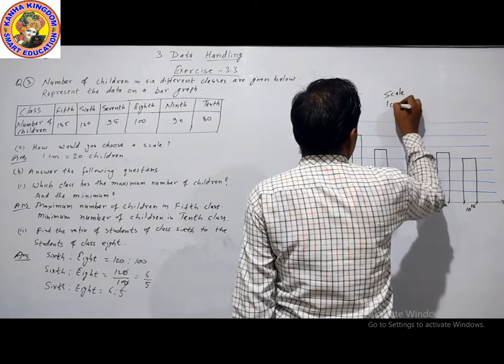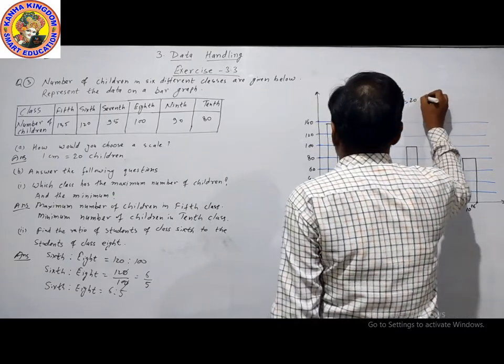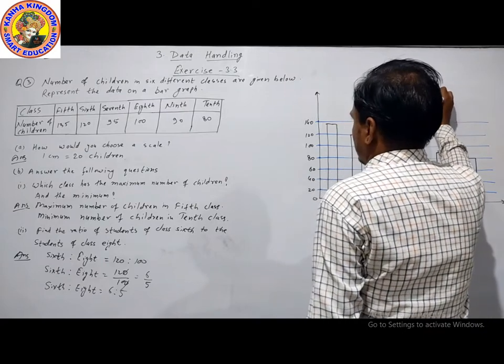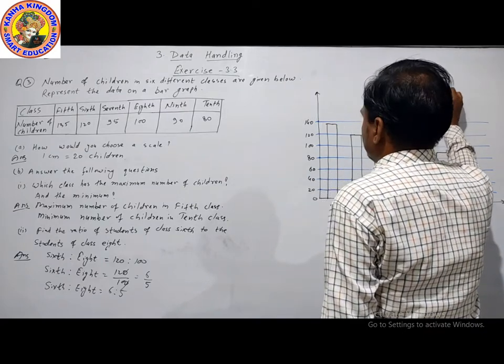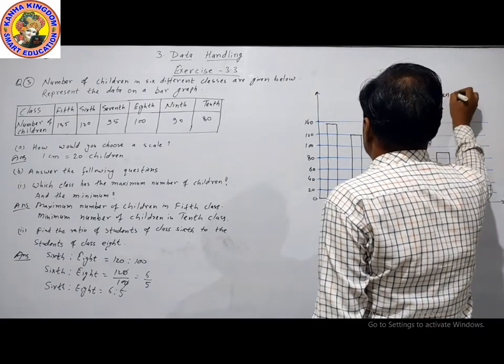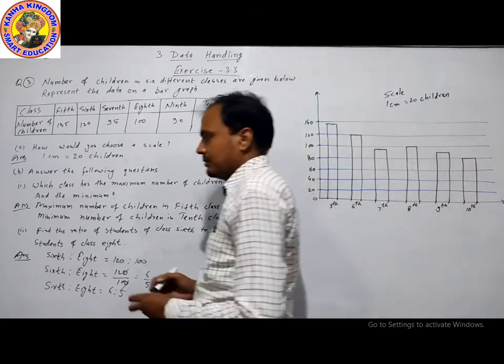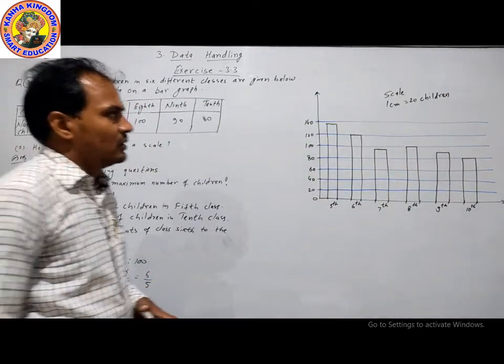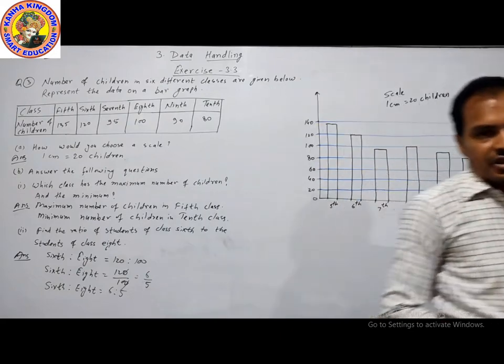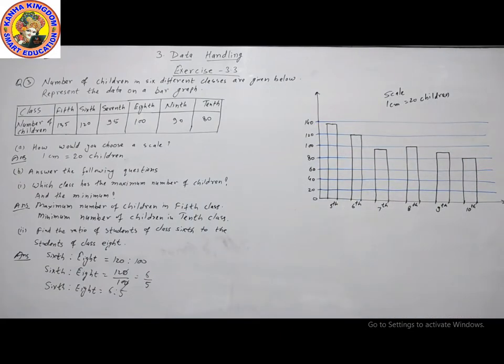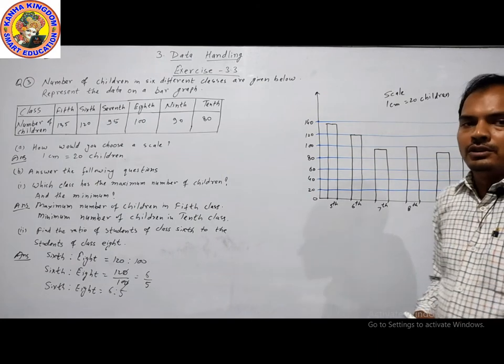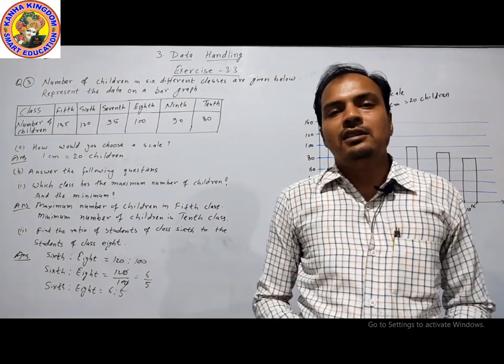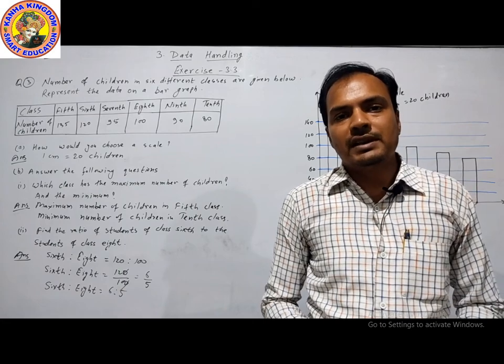Scale is 1 centimeter equal to 20 children. You can take a screenshot of this. The next question will be taken in our next video. Thank you for watching this video.